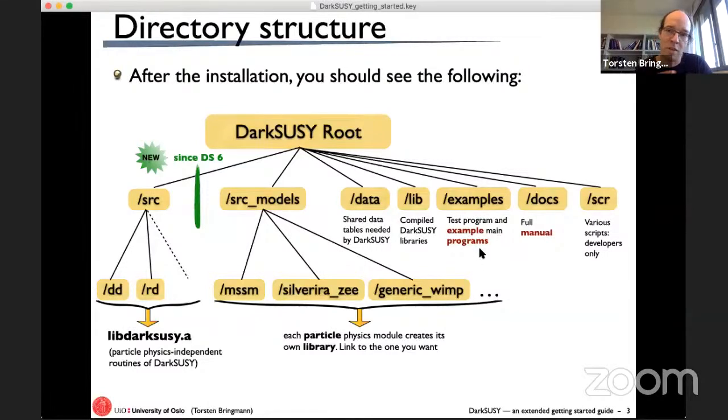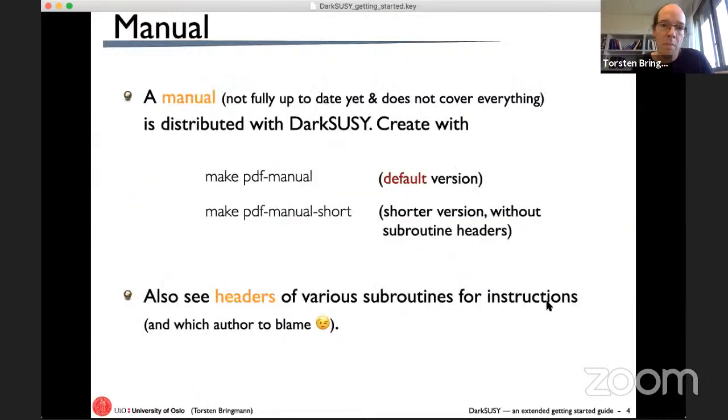If you've seen the results from the last slide, you've already successfully run the main test program. Then there is also a manual in the docs folder, which you can create as follows. In particular, if you make it in this version, it will include a full list of all routines and functions, including the respective headers. These headers are typically much more detailed and contain much more useful information than the general description you can find in the manual.